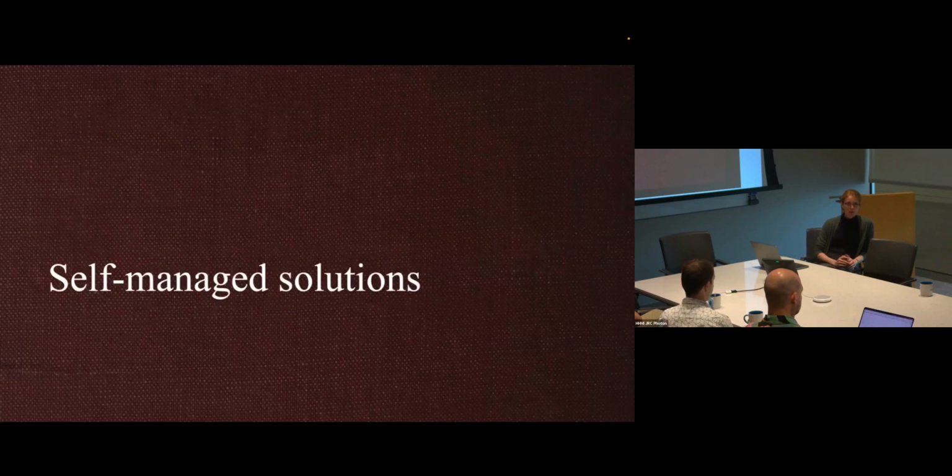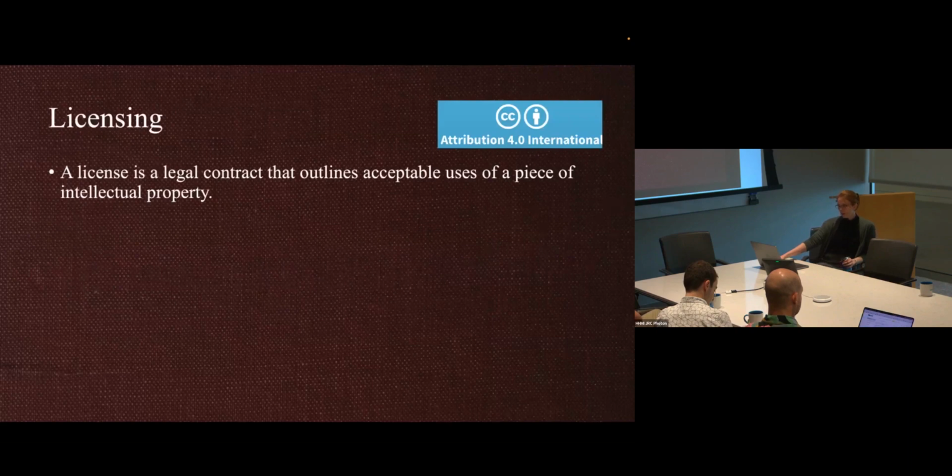So with that, I'll move on to the self-managed solutions, which will be the rest of the talk. So basically publishing data outside of a repository. Two things you're going to need to think about if you're going outside of a repository are licensing and DOIs. So I'll talk about licensing first. A license is a legal contract that outlines acceptable uses of a piece of intellectual property.